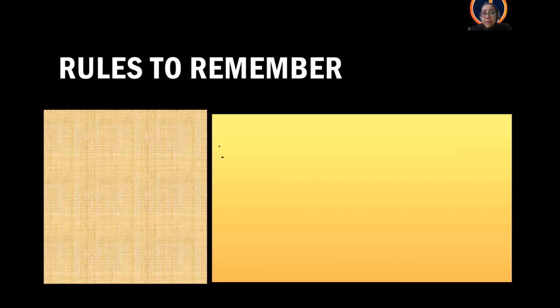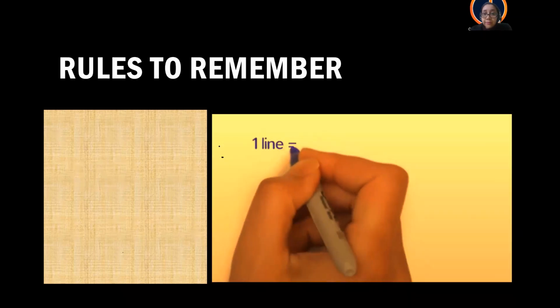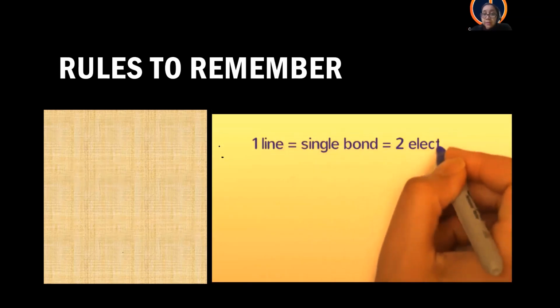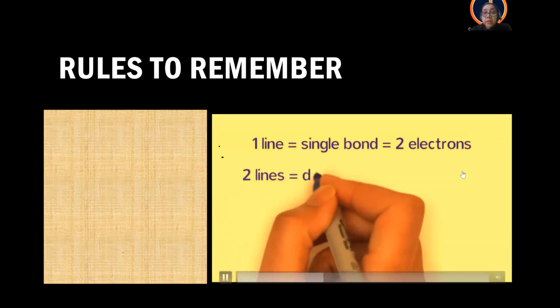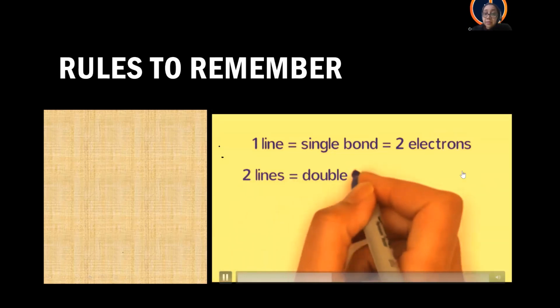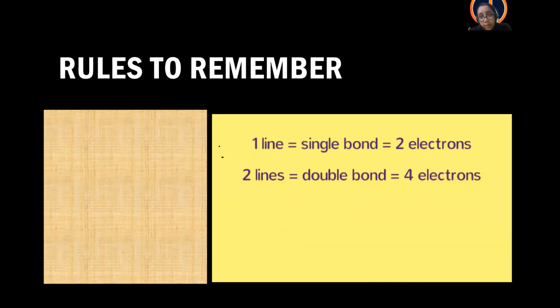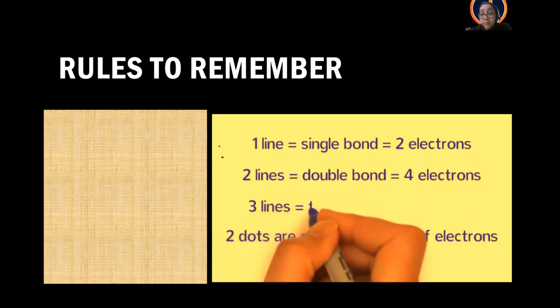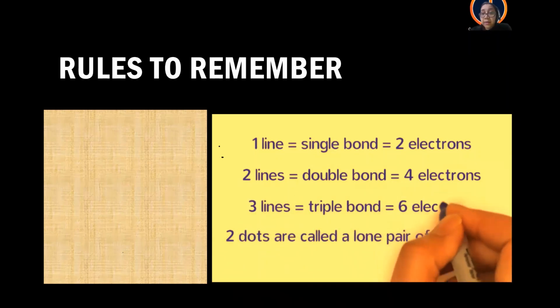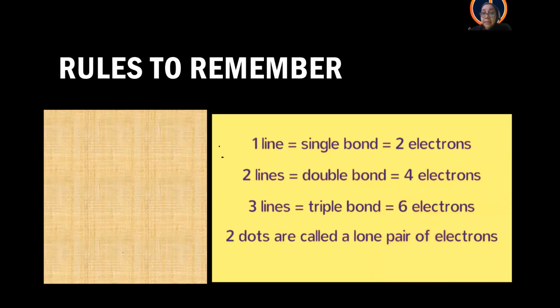Now let's understand some basic rules which we need to remember while drawing the Lewis diagram. If we draw a single line, it's a single bond and represents two electrons. If we draw two lines, it's a double bond and represents 4 electrons, right? Two dots are called a lone pair of electrons, that means not involved in bonding. Three lines, on the other hand, is a triple bond and has 6 electrons.